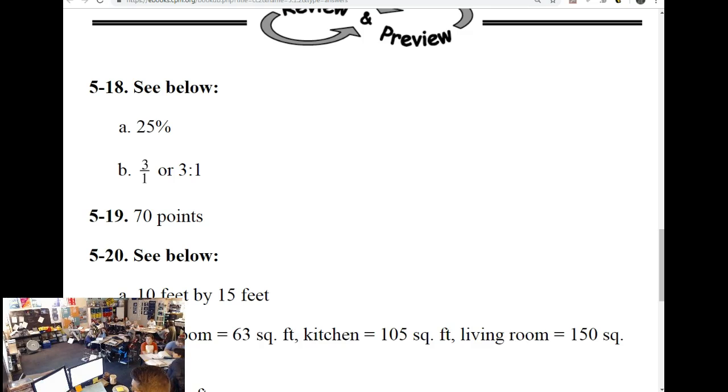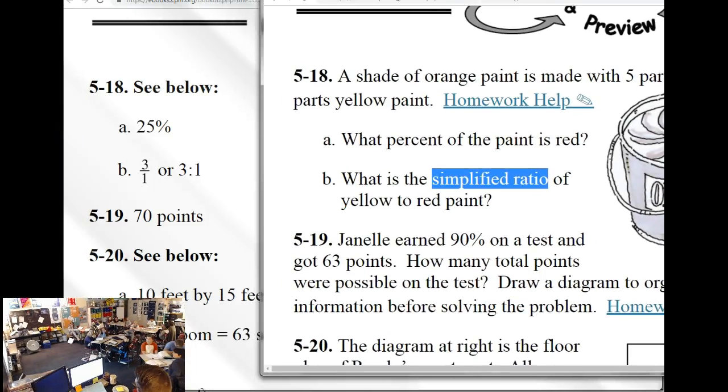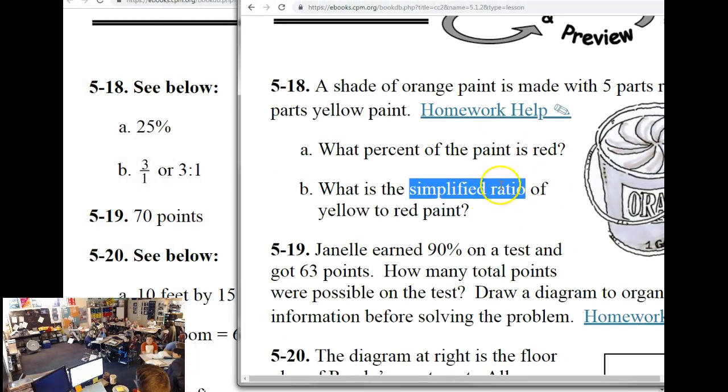So in 18, simplified ratio. So 15/5 isn't wrong, but they ask for the simplified ratio. So what you're saying is 3 parts yellow to 1 part red. Even though we had 15/5, when you simplify that out, it's 3 to 1. I put 1 to 3.